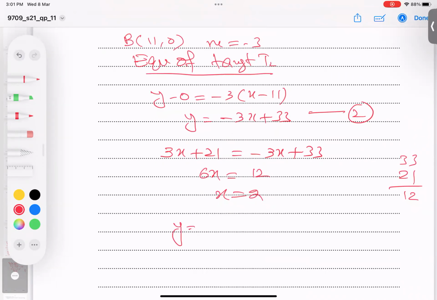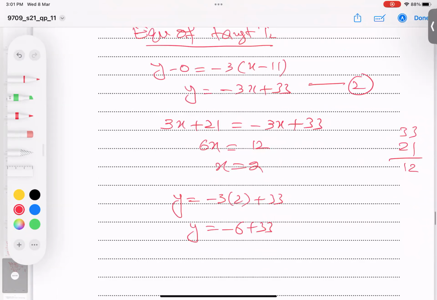And this value you can plug in here or there, no issue at all. I plug in 2: minus 3 times 2 plus 33. And I got negative 6 plus 33, and I get 17. Sorry, 27. So it means the coordinates become (2, 27).